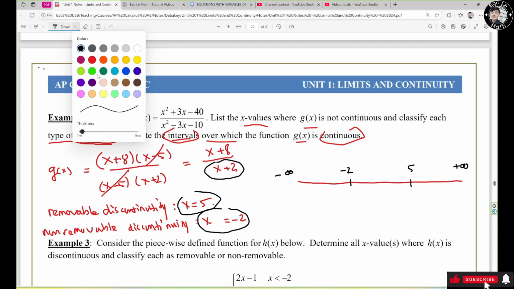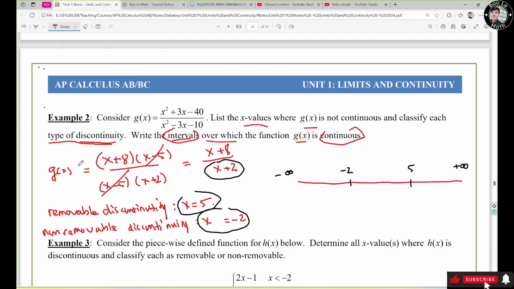Now, in order for the function to be continuous, you need to eliminate the vertical asymptote. So you need to eliminate -2. You need to eliminate the hole, which means 5. So it's going to be negative infinity to -2, open parenthesis, union -2 to 5, union 5 to positive infinity.